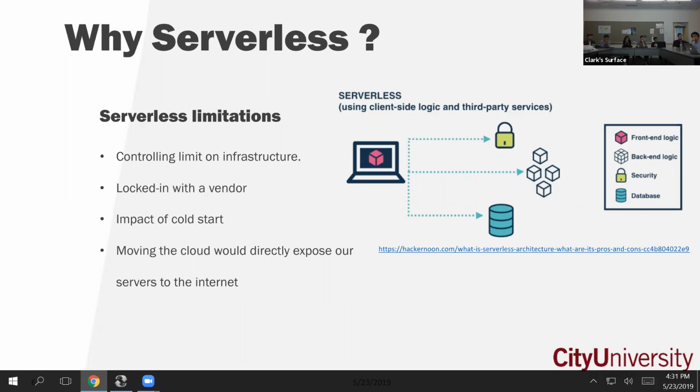Another thing that's bad is moving to the cloud would directly expose our servers to the internet. But again, these cloud providers have way better security than our own on-premise. So as you can see, this one is the front-end logic. If you're doing serverless computing, you're just going to manage this. And everything else, your security, back-end logic, and database is going to be handled by your third-party provider.